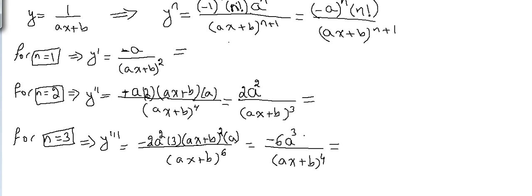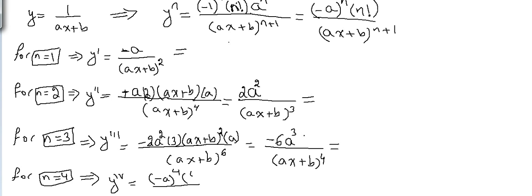For n equals 4. If we substitute this directly for y, the fourth derivative will be minus 1 to the power n, a to the power n, meaning to the power 4, times n factorial, meaning times 4 factorial, over ax plus b to the power n plus 1, which is 4 plus 1, to the power 5. So look at that, minus will be plus again. 4 factorial is 4 times 3 times 2 times 1, which is 24. So 24 a to the power 4 over ax plus b to the power 5.